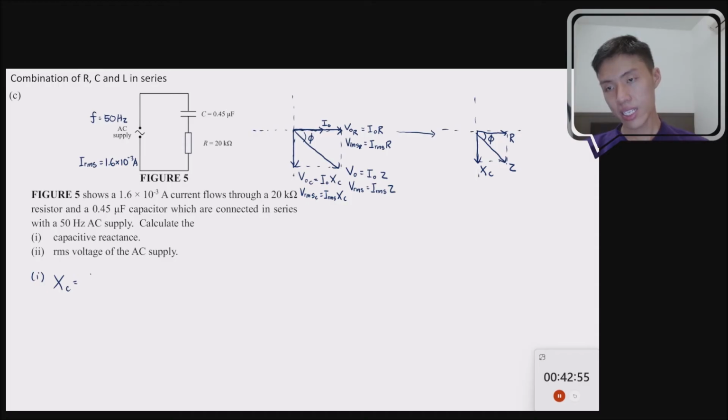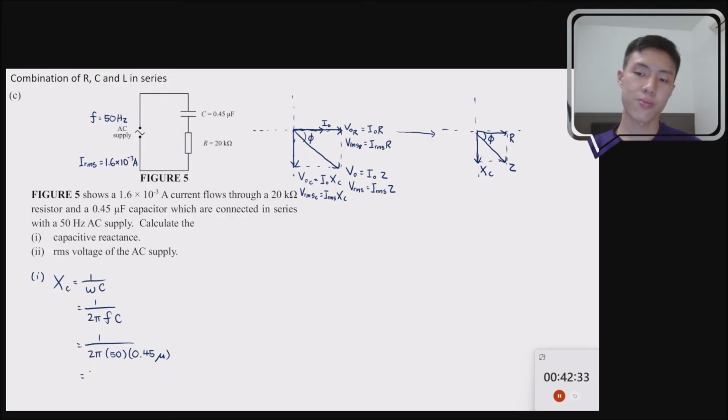If you have the capacitance to find XC, I think it should be straightforward. Okay, XC is just 1 over omega C, or you can open it up to become 1 over 2 pi FC. This one is just the definition of capacitive reactance. So frequency here we know is 50 Hz. Capacitance here is 0.45 micro. So if you calculate it, you get 7073.6 ohm as the capacitive reactance.